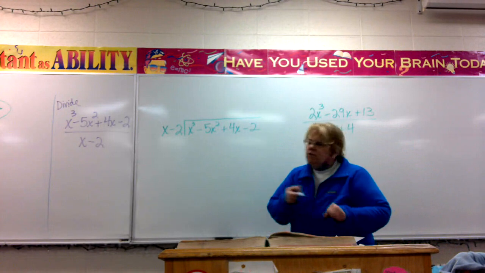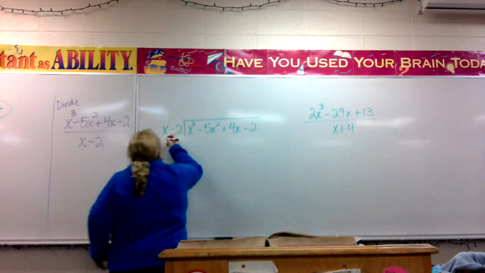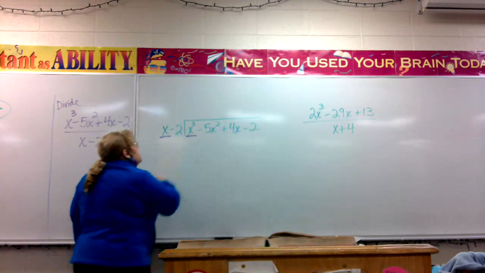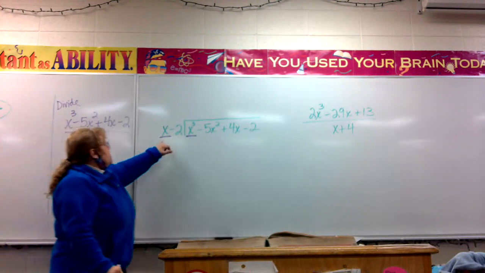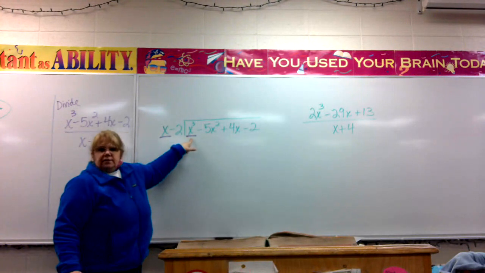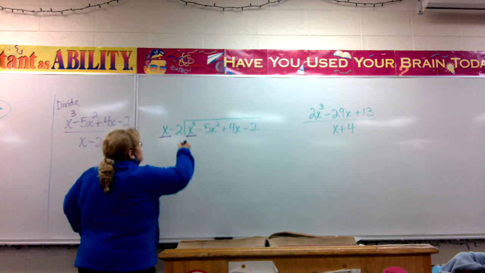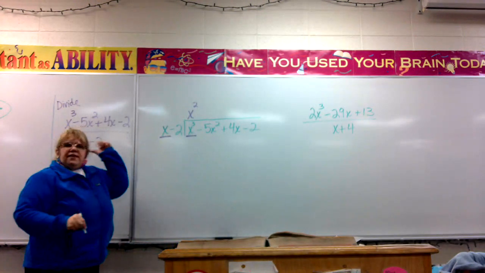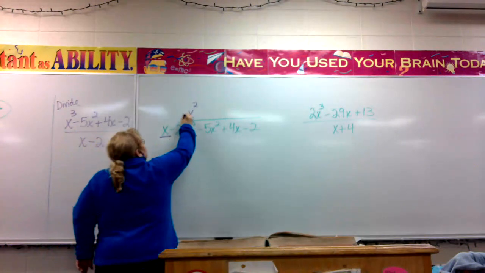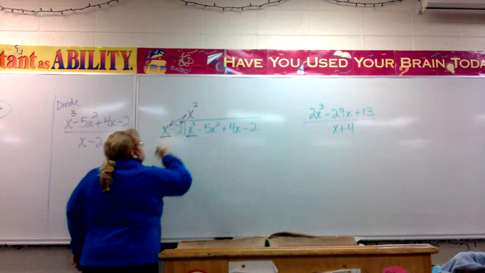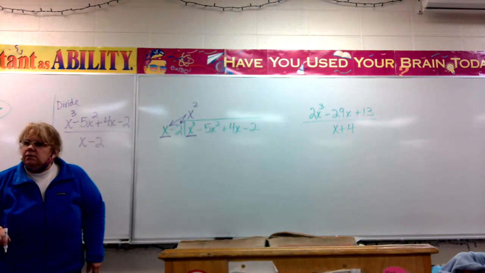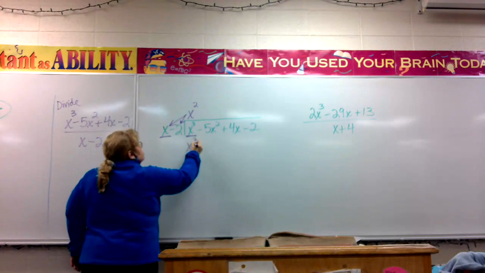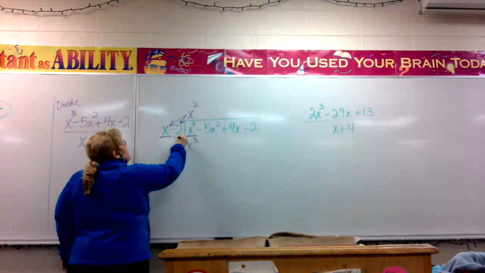Now, from here, you start, and you ask, what times x gives me x to the third? What do you multiply x by to get x to the third? X squared, x to the second. What did you do over there once you put something up on top? You multiplied, didn't you? What is x squared times x? What is x squared times negative 2?